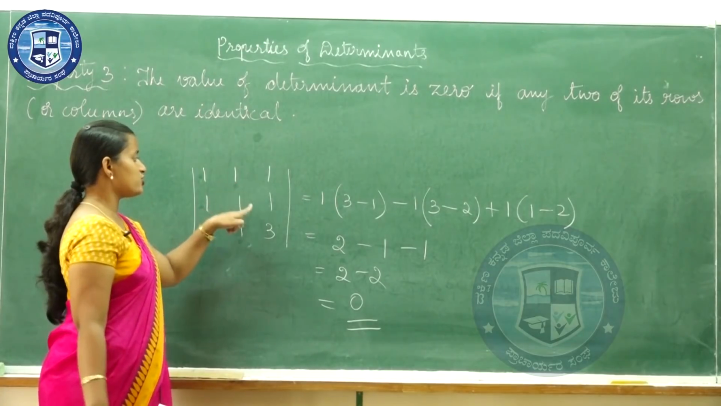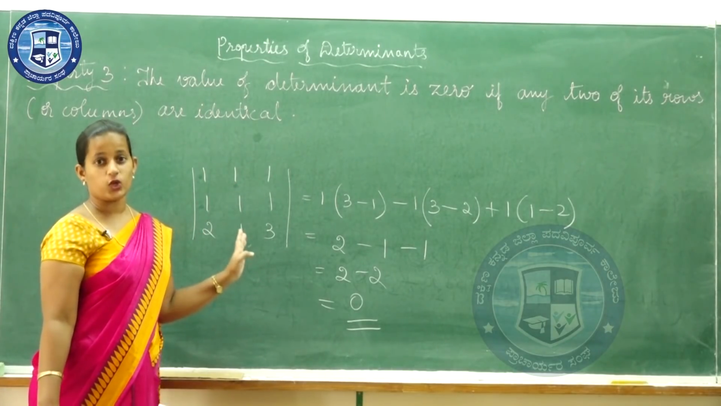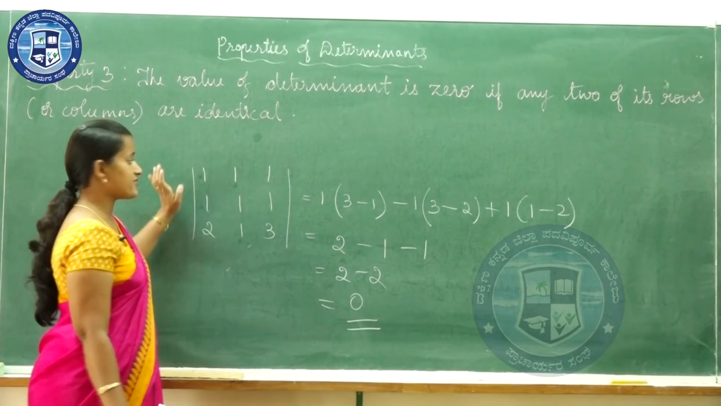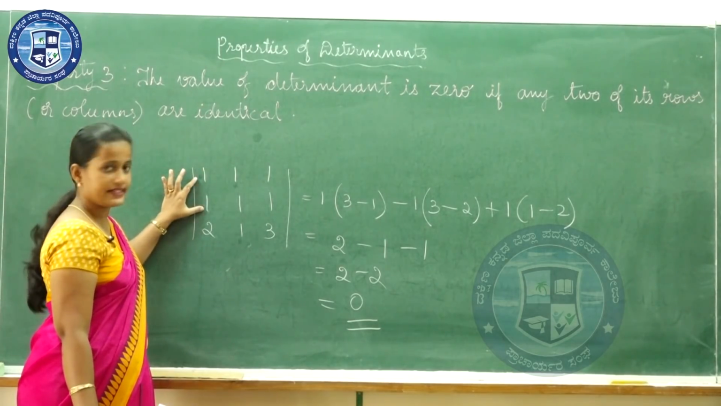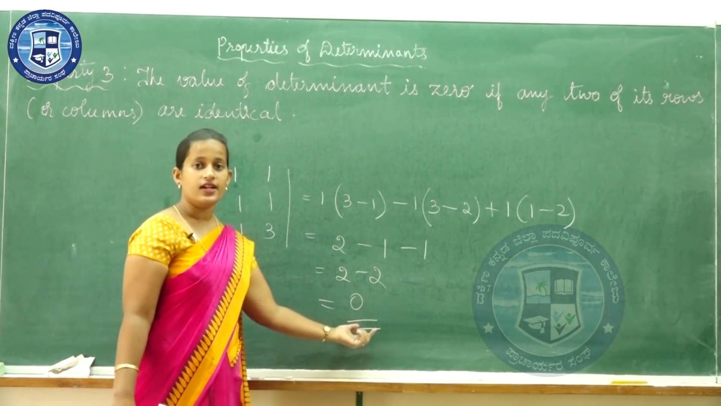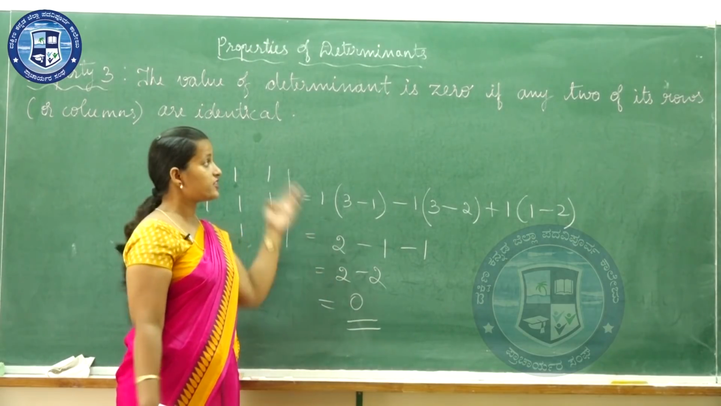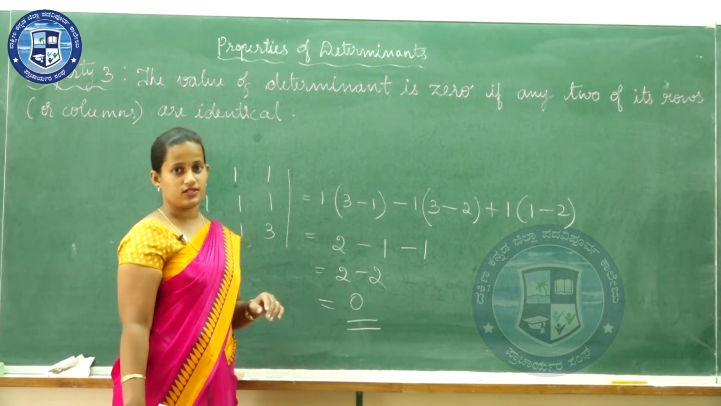So if any two rows or columns are identical, the property holds even for columns. Here in the example I have taken two rows identical, so we are getting the determinant 0. So we have verified the property. Now let us prove it. Proof.